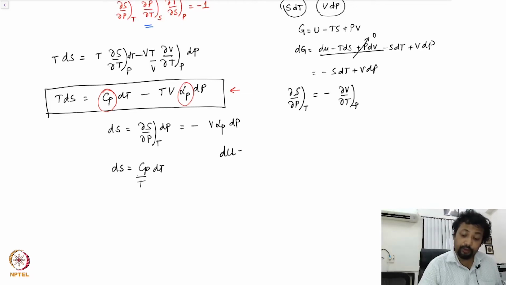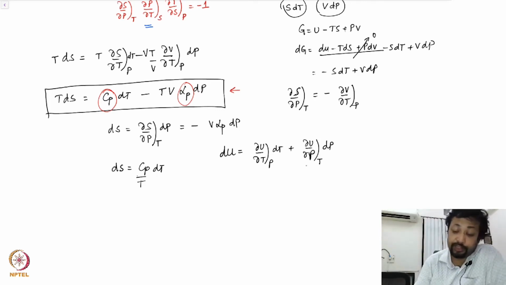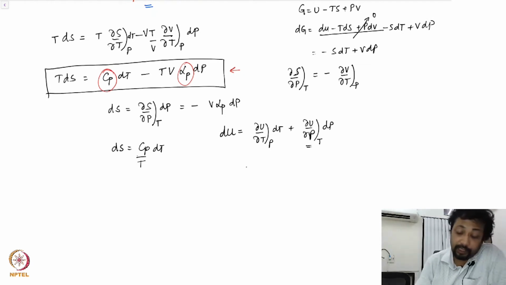If I want to measure dU, then it is going to be del U del P. So dU is TdS plus PdV, but there is no volume here. So we will simply write down del U del T at constant pressure dT, plus del U del P at constant temperature dP. And again here one has to figure out what del U del P at constant temperature is. So let's see. I have TdS equal to dU plus PdV. Correct? So I want to figure out del U del T at constant pressure.